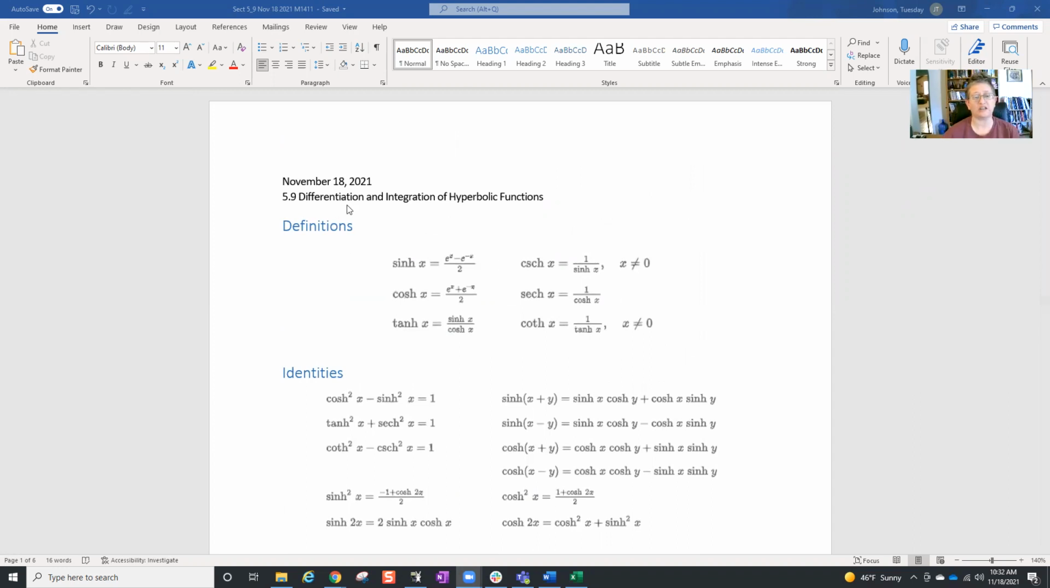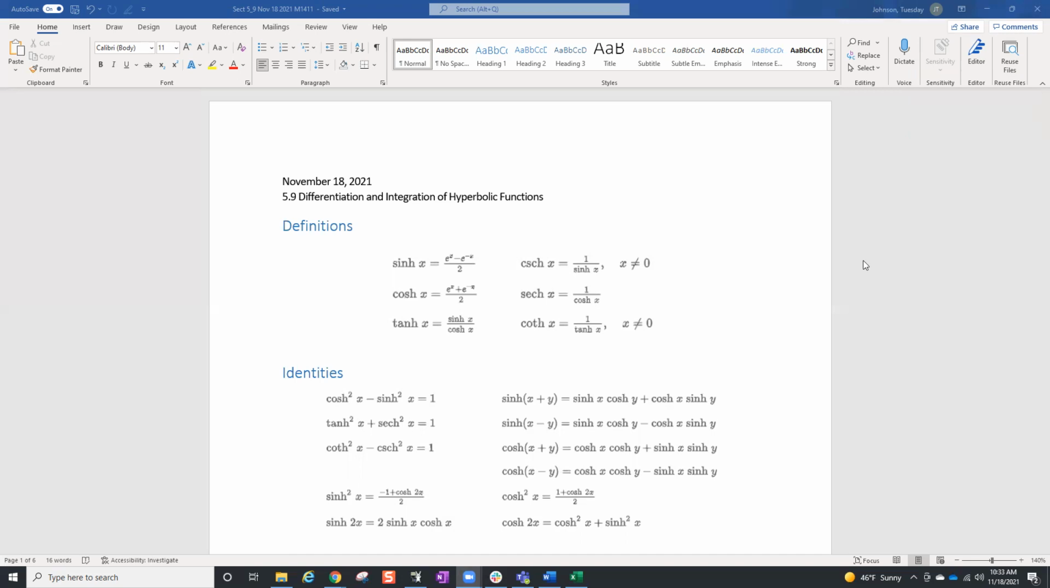All right, so November 18th, 2021. Today, 5.9 is the last section we're going to talk about, differentiation and integration of hyperbolic functions. Now, this is probably the first time that everybody's kind of on the same page. My guess is none of you have really seen hyperbolic functions before today. Hyperbolic functions are completely new.